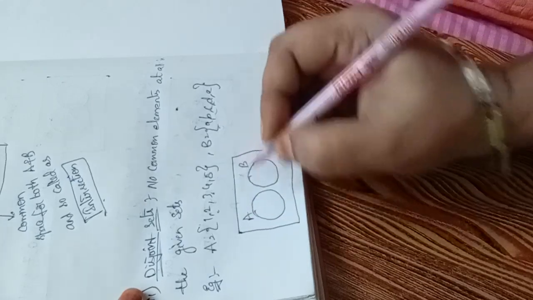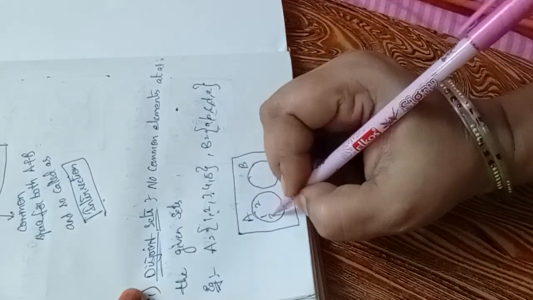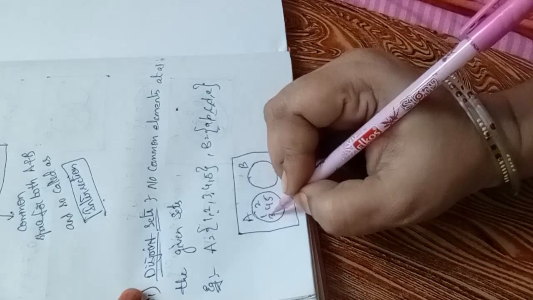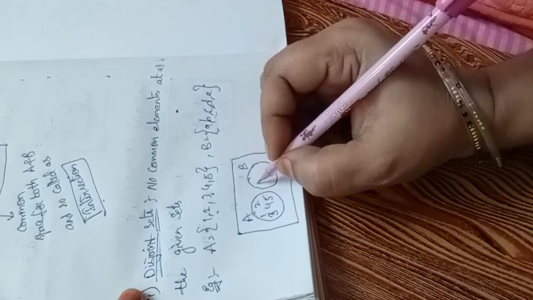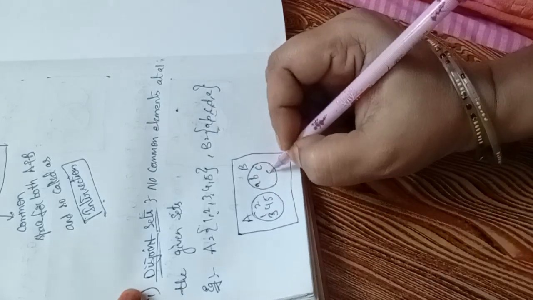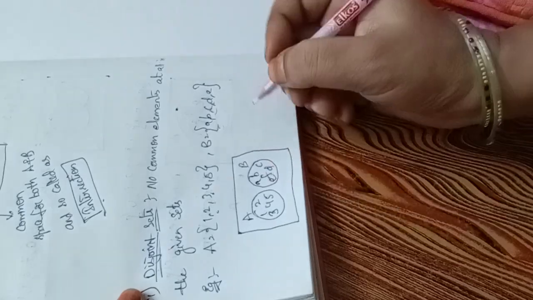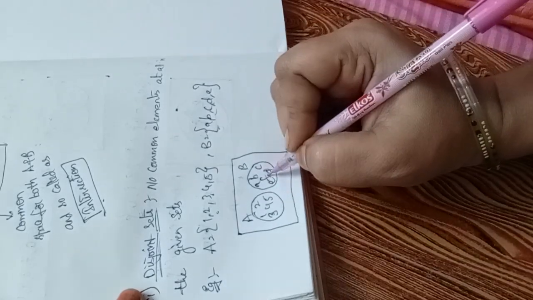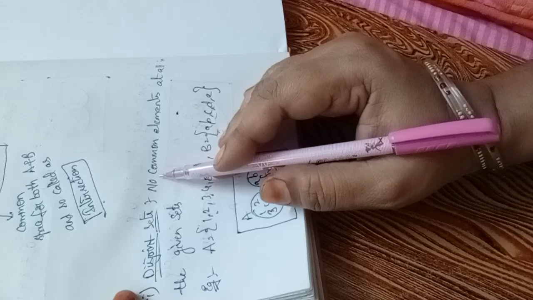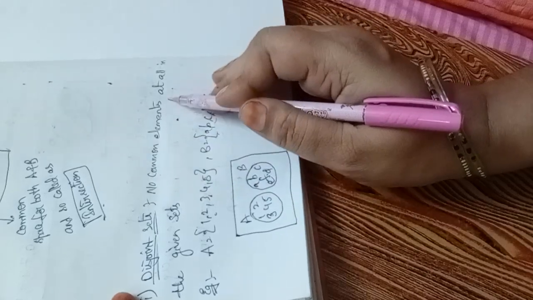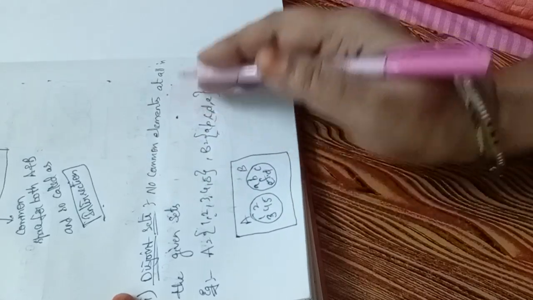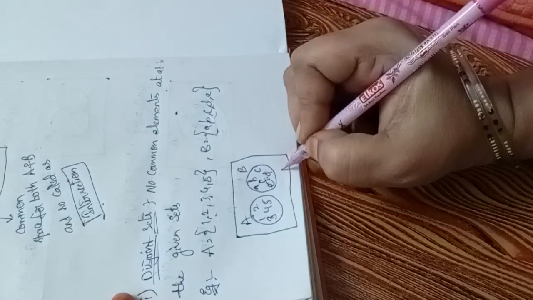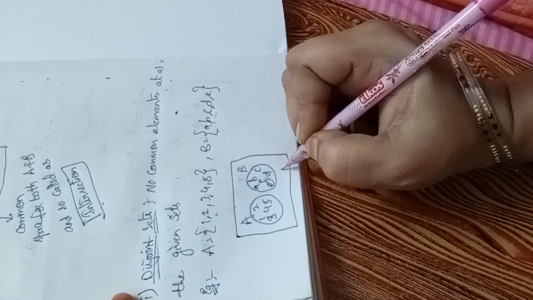This is A and this is B. You have 1, 2, 3, 4, 5 in A. And what does B have? a, b, c, d, e. Like this we represent the disjoint sets. Disjoint sets are sets which do not have any common elements in the given sets, and this is the representation of disjoint sets.